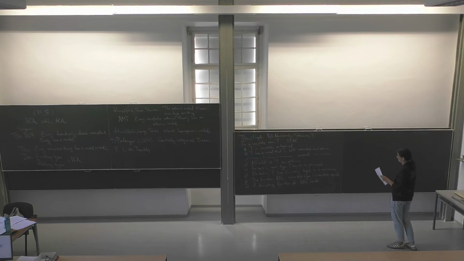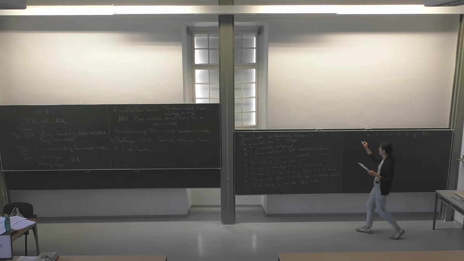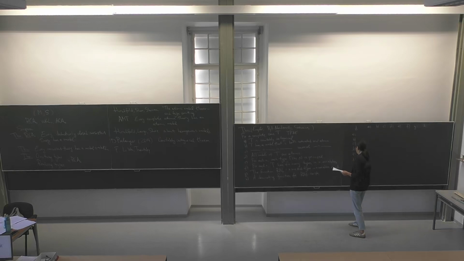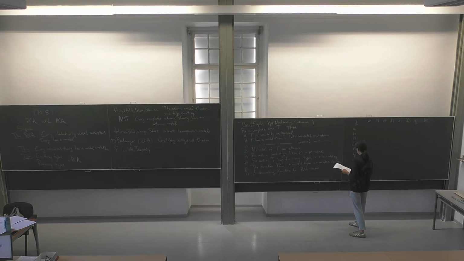So let's see what kind of implications do we have here. We have those A, B, C, D, H, I, B, D, E, H.